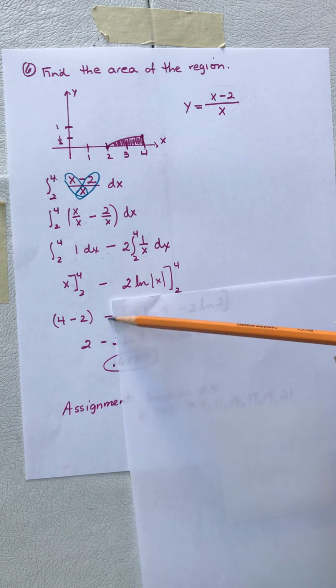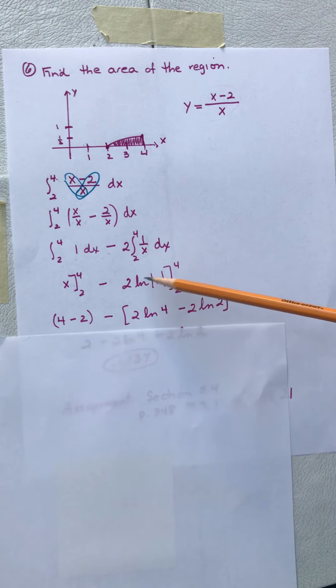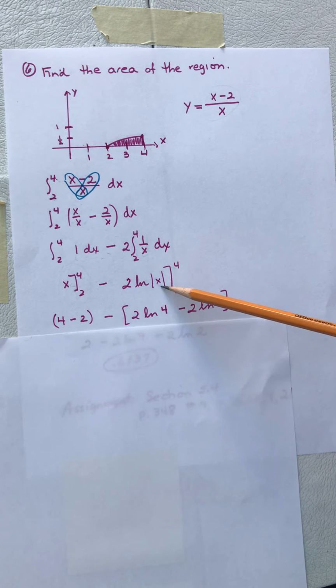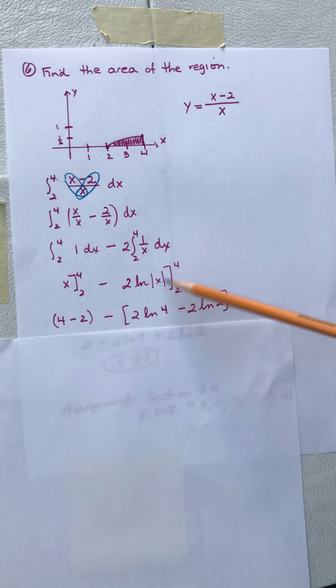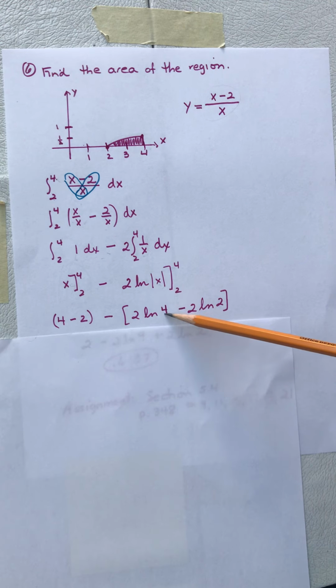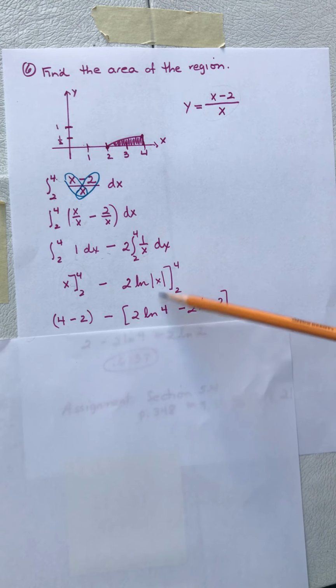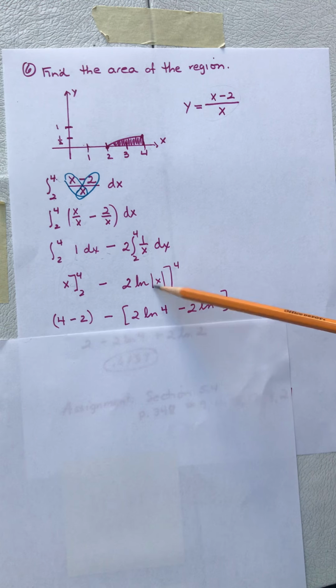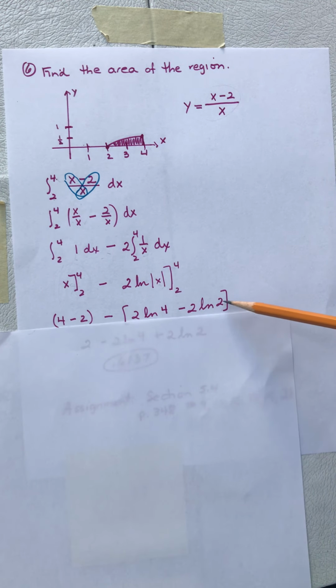Minus, bring that sign down. Let's look at this. We plug 4 in for x. And we don't need the absolute values because 4 is positive. That's why I took the absolute values off of there. So I have 2 ln 4. Minus, plug the 2 in, 2 ln 2. Again, we don't need the absolute values here because 2 is positive.